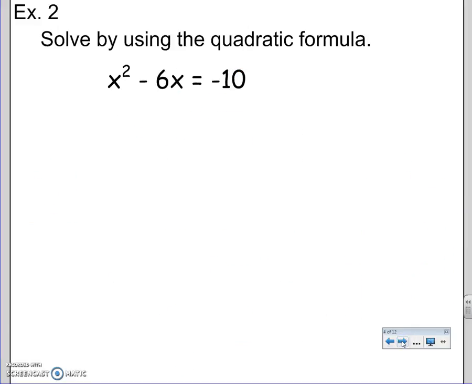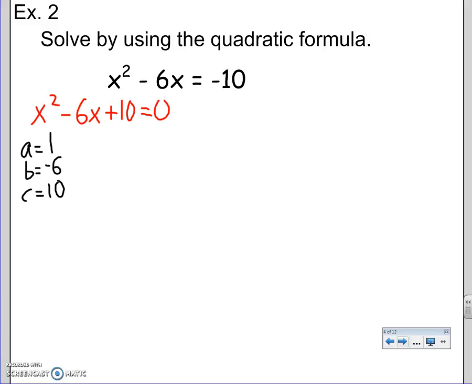Same thing here. Use the quadratic formula. So get it in standard form by moving that negative 10. So really I have x squared minus 6x plus 10 equals 0. Figure out what a, b, and c are. So a is 1, b is negative 6, c is positive 10. And plug into the formula.